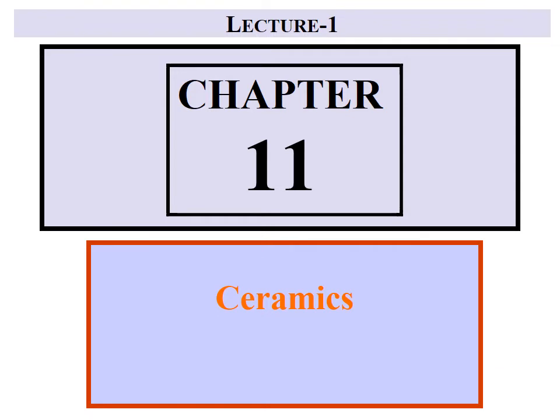As you can see, the chapter is about the material category known as ceramics. As we introduced in the beginning of the course, the major categories of different materials are metals, polymers, ceramics, composites, and so on. So we have covered metals in a lot of detail. We have covered polymers to some extent. And now this is the type of materials which are known as ceramics.